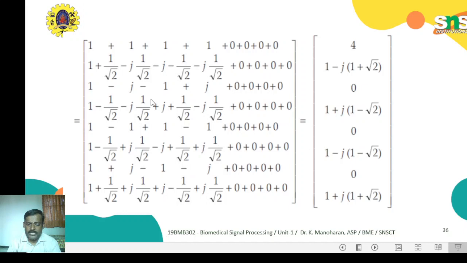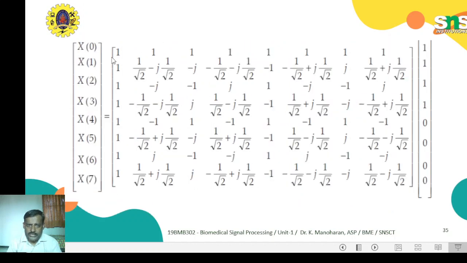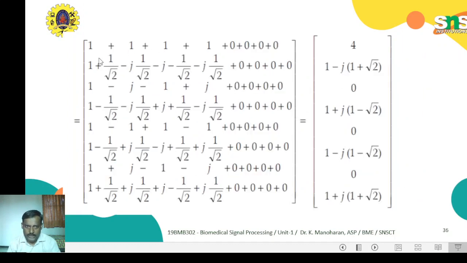Look at these multiplied values. Here also we have four 1s and four zeros. If you multiply, 1 into 1, second also 1 into 1, third also 1 into 1, fourth also 1 into 1. The remaining four 1s are multiplied with the zeros. So we get 1 plus 1 plus 1 plus 1 plus 0 plus 0 plus 0 plus 0, so that will be equal to 4.